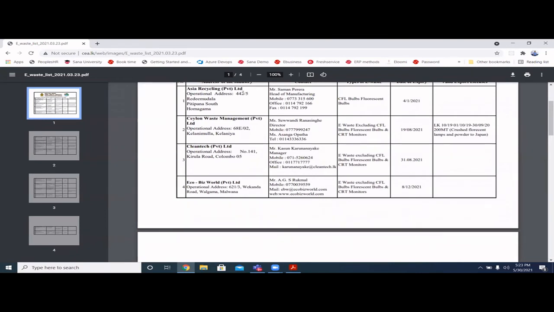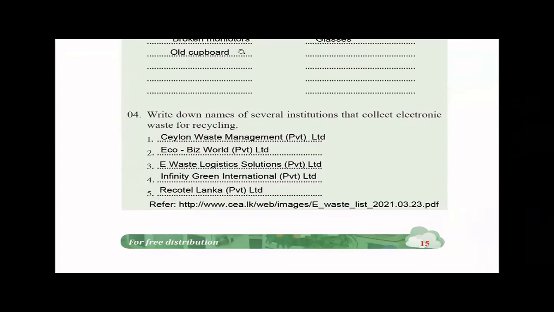Asia Recycle Private Limited at Homagama, Ceylon Waste Management Private Limited at Kalaniya, Clean Tech Private Limited at Colombo 5, Ecobiz World Private Limited at Malwana. So you can take any of this information and write it there. Okay, so I will share this link in the description box as well. I have written here some names from there.